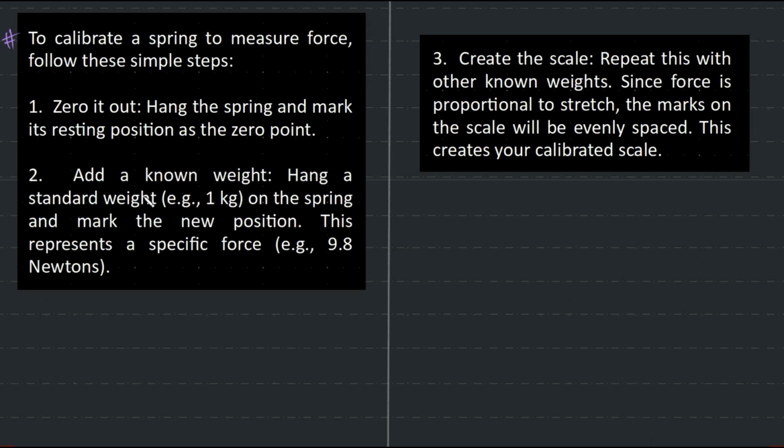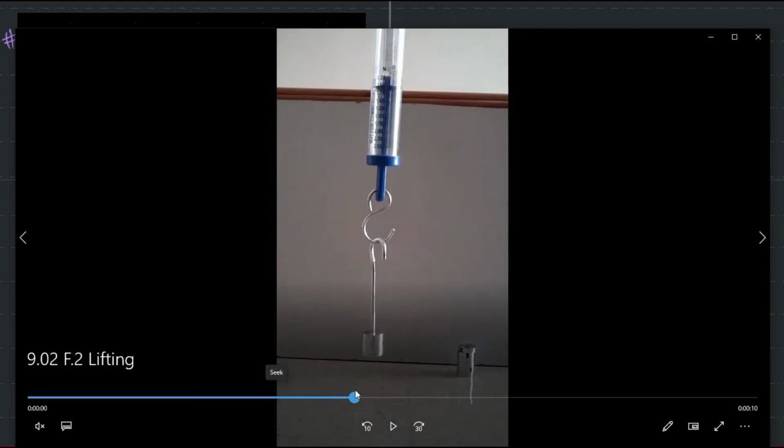Next, add a known weight, known mass basically. Hang a standard weight, say 1 kg, on the spring and mark the new position. This represents a specific force, for example 9.8 Newton. So what they're telling is, you hang the object like this, see where the system will come to rest.